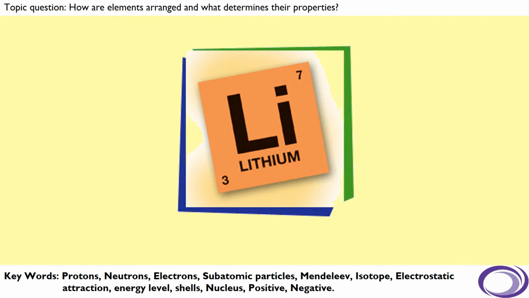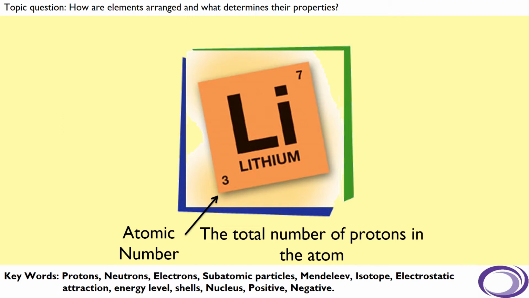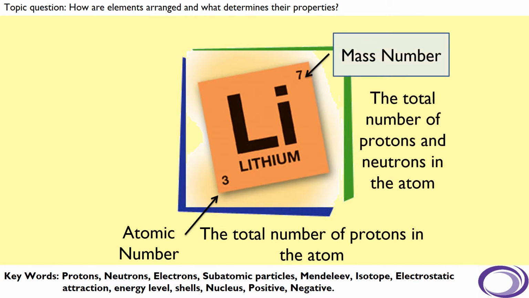So to find out how many of each of these subatomic particles there are, we use the periodic table, and for every element on the periodic table there are 2 numbers. There is the atomic number, which is the number of protons in the atom, and there is the mass number, which is the total number of protons and neutrons in the atom. Essentially it's the mass of the nucleus, and we can use that to work out the numbers of each of those subatomic particles, as long as we remember that an atom has no overall charge.